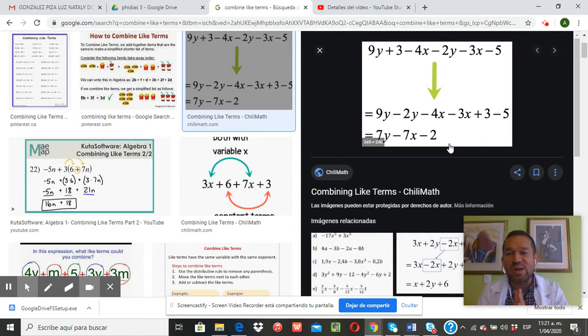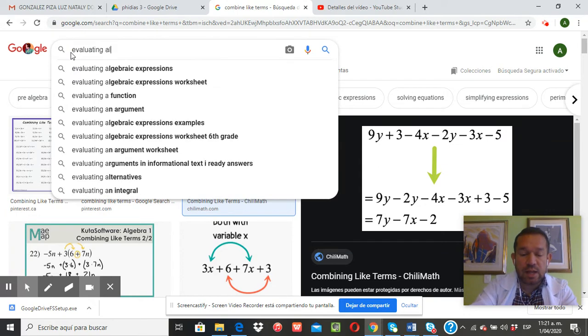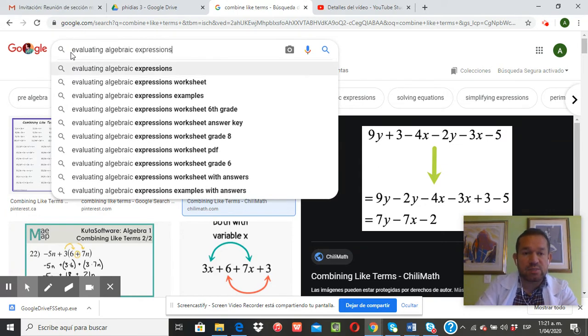So this is what we're going to do in the first session. We're going to name expressions. We're going to identify different terms in expressions: coefficients, constants. The names are very important. We're going to identify like terms to simplify expressions. And at the end, we're going to evaluate. How can we evaluate? Evaluating algebraic expressions.